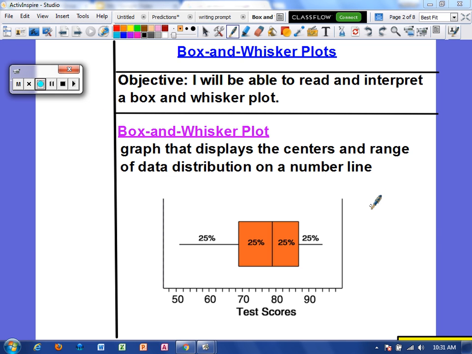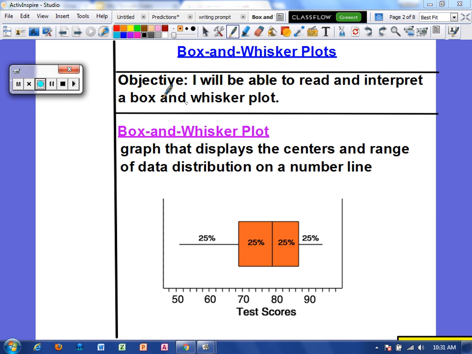Hey everyone. Alright, today's video is going to be over box plots, and these are also known as box and whisker plots. Your objective: I will be able to read and interpret a box and whisker plot.